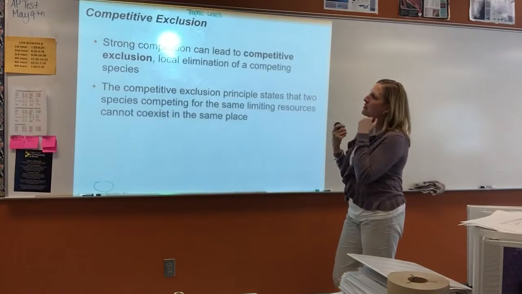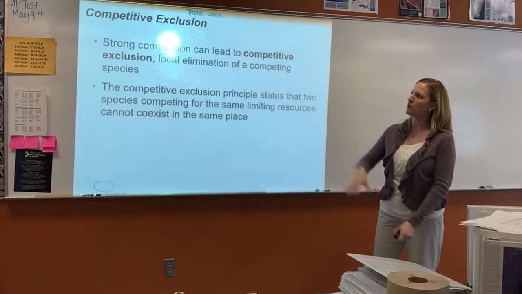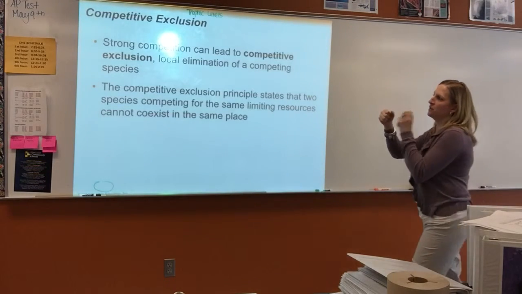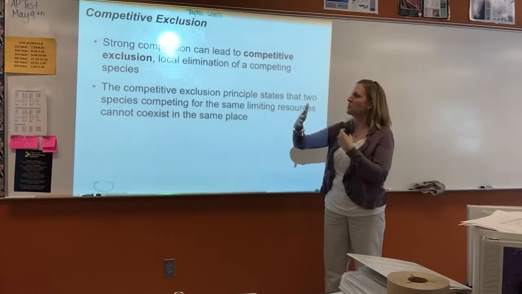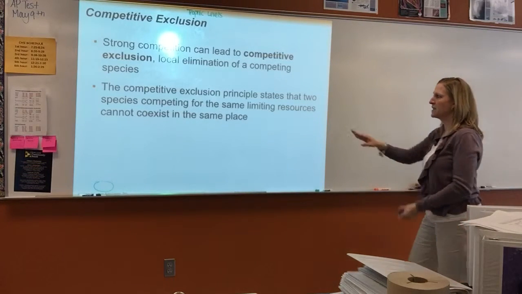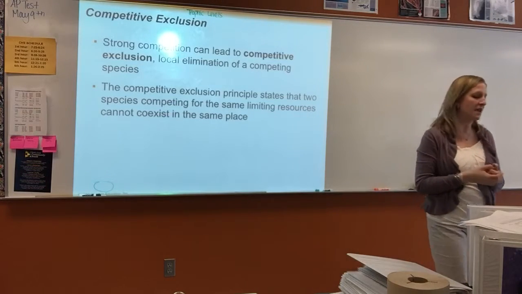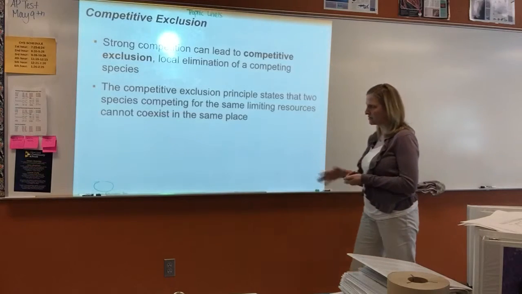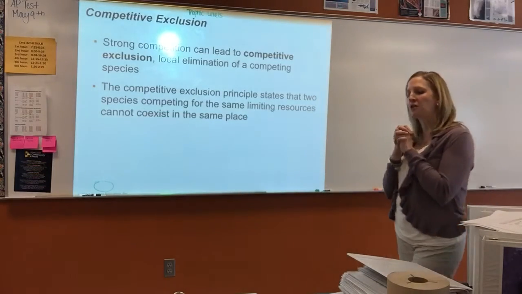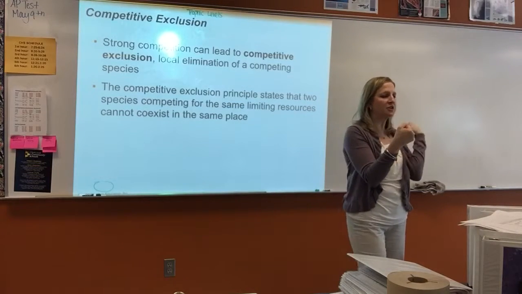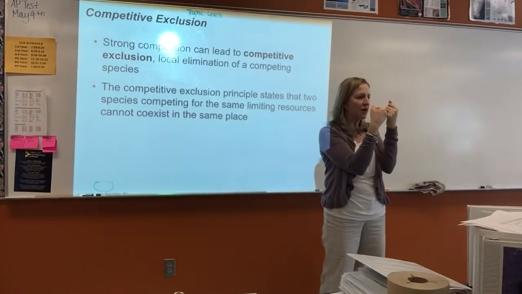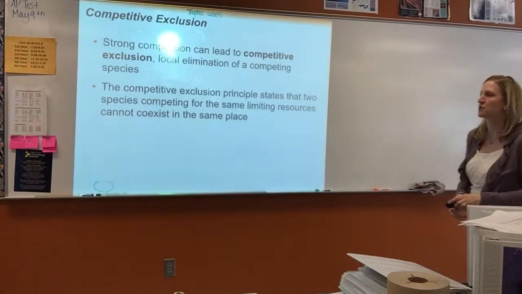And so I'm going to go through some examples with competition. There's what's called competitive exclusion. When you have really strong competition and there's one clear winner, the loser can actually be eliminated locally, where the species is pushed away. It states that two species competing for the same limiting resources cannot exist in the same space. They can't coexist if you have very strong competition. What they found is that with species that have strong competition, one is excluded, and so one has to either go find a new area, or sometimes they actually coexist by using the resources differently.